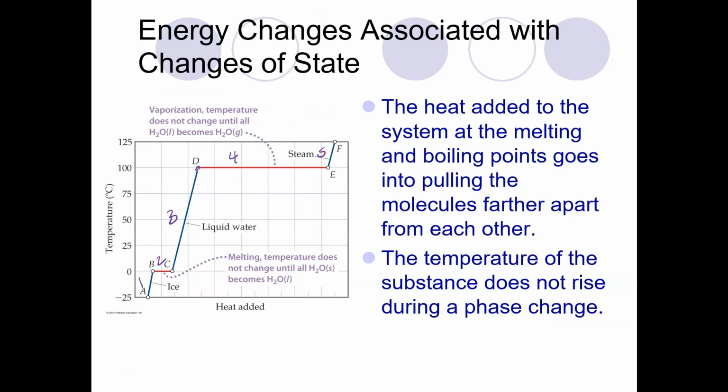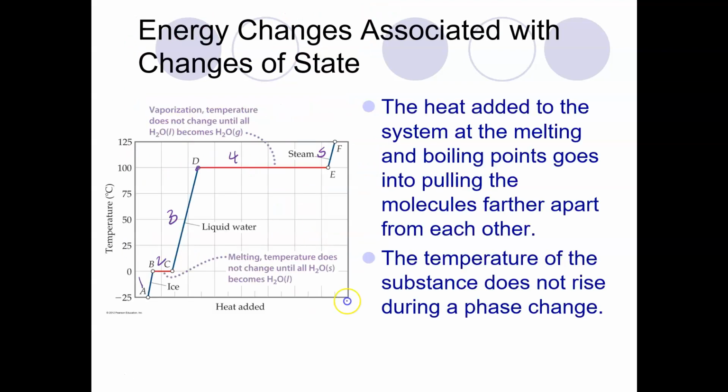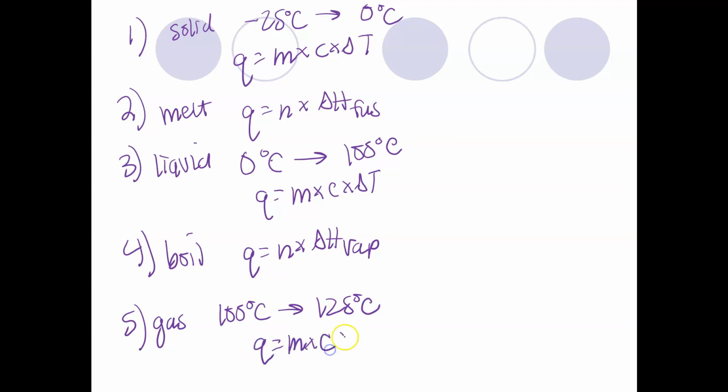Then I'm at 100 degrees Celsius. I've got to boil this sucker. Step 4, I need to boil. That's going to be Q equals n times delta H of vaporization. And the last step is taking the steam and going from 100 to 125. So I'm going to say gas instead of steam, and it's going from 100 degrees Celsius to 125 degrees Celsius. So it's using that equation.